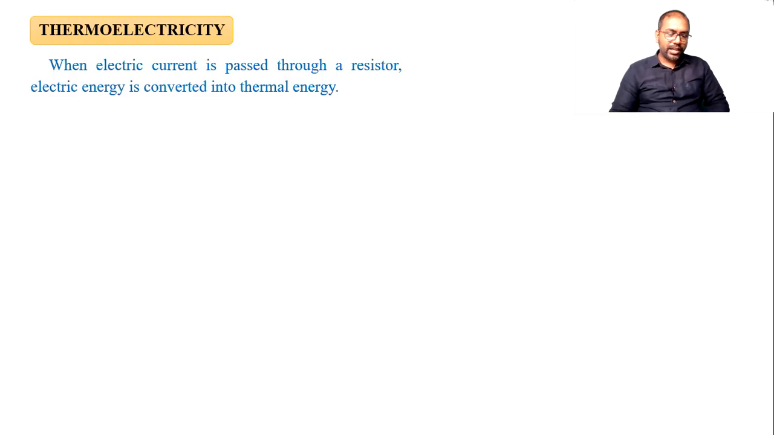So here, we know that when electric current is passed through a resistor, electric energy is converted into thermal energy. We learn the heating effect of electric current. In 10th standard also you learn, 11th standard also you already learn. Means when we pass current through a conductor, it gets heated. Means electric energy is converted into heat.